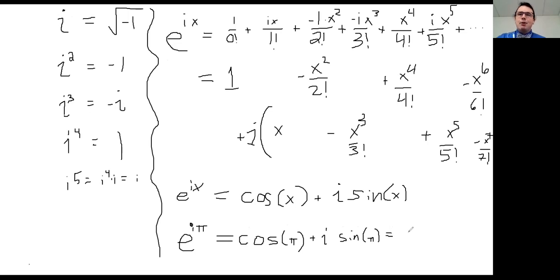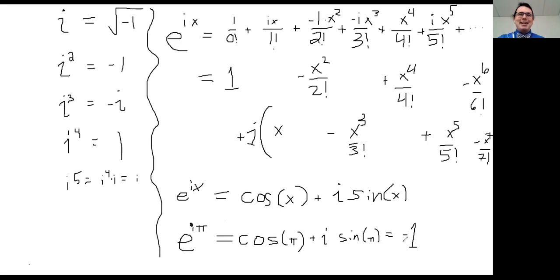Cosine of pi is the number -1. Sine of pi is 0. And even though taking the square root of -1 might be a strange thing to do, I feel comfortable in saying that the square root of -1 multiplied by 0 gives me 0. So this tells me a very famous formula that you might have seen before. e to the power i pi equals the real number -1.